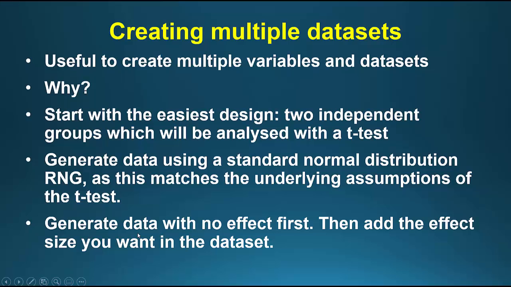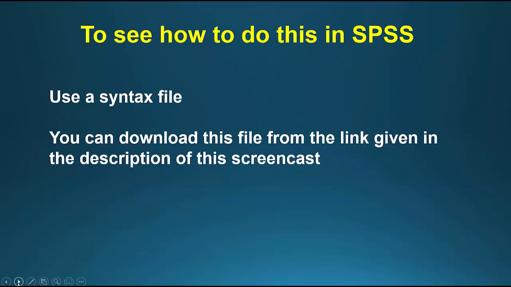This is an important tip: start with no effect in there first, the null effect data set. It's much easier to start that way and then add in the effect size that you want in the data set. We'll consider that in a minute. I'm going to generate data with no differences between the groups in the case of our independent t-test.